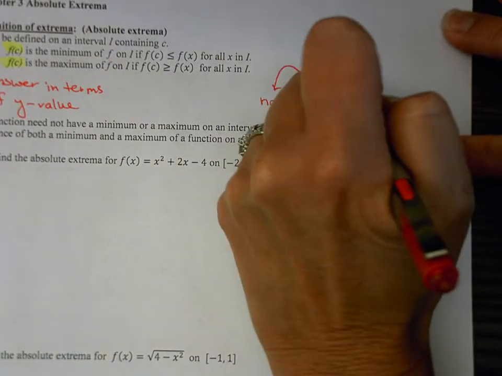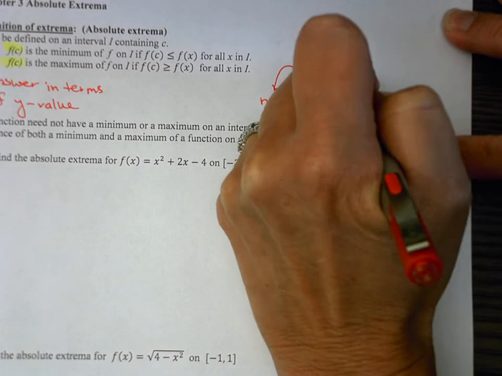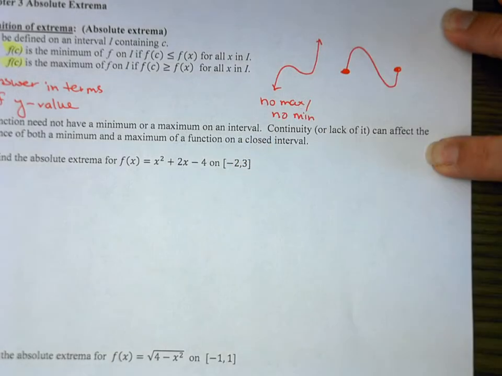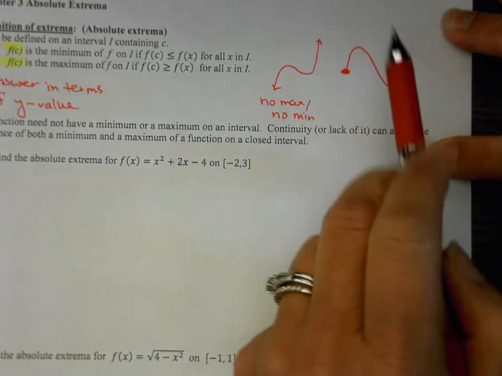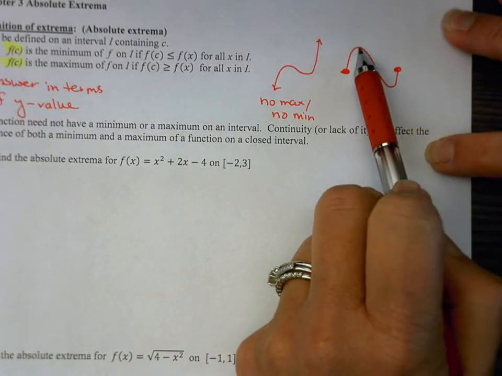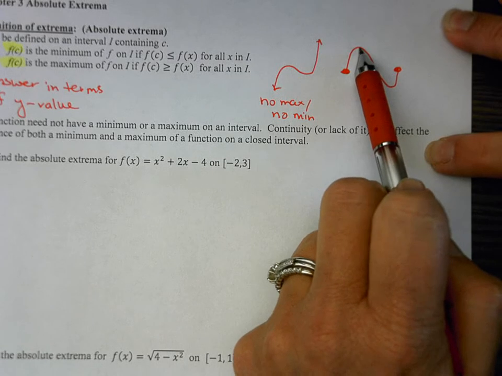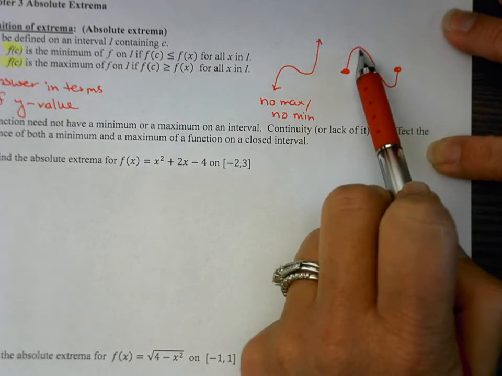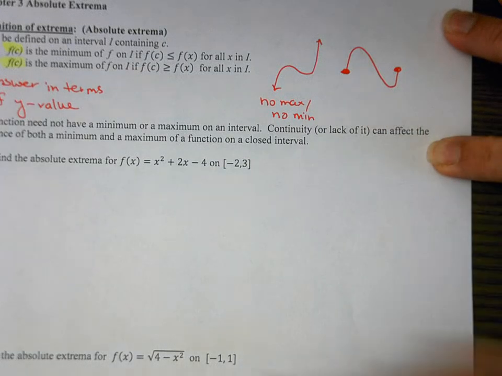However, if I restrict the domain, so let's say that I'm only going to look at a section of it, like this section right here, okay? If I look at that particular section, then it has a maximum, which happens to be the relative maximum as well, and it has a minimum, which also is the relative minimum. So it would have both a max and a min, okay?